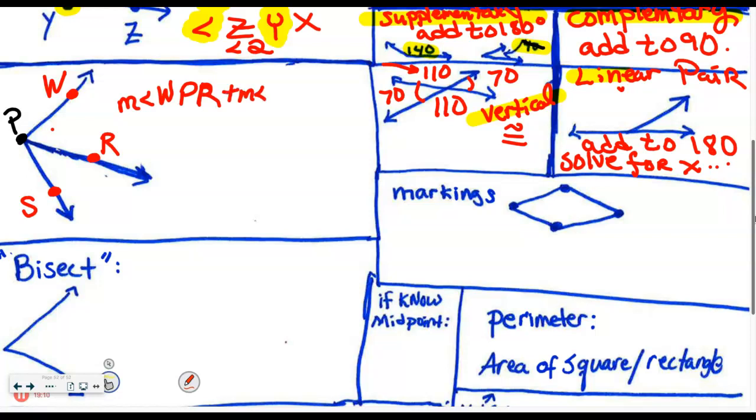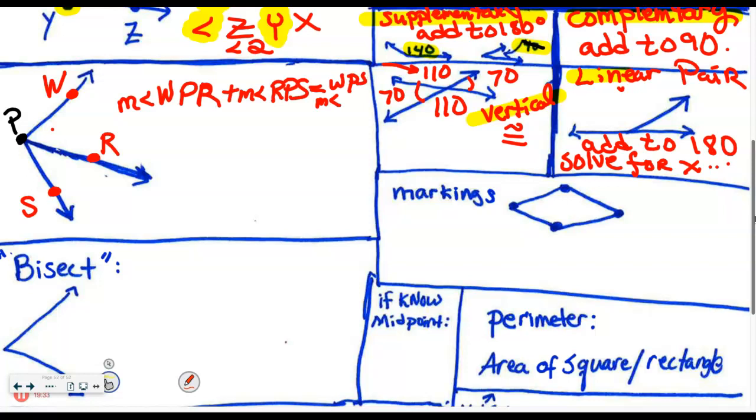What would the bottom one be? SPR or RPS. It doesn't matter. You just have to watch it. RPS has to equal the whole way across. What do you think we're going to call the whole way across? W what? PS. Yes. Measure angle WPS.